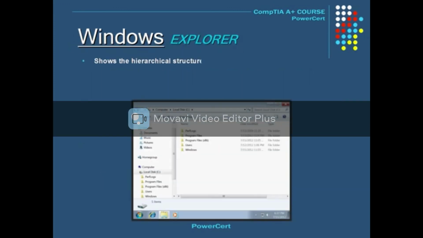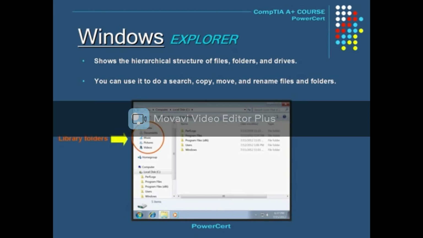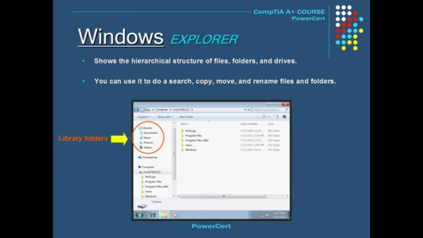Windows Explorer shows the hierarchical structure of files, folders, and drives on your computer. You can use it to search, copy, move, and rename files and folders. And using Windows 7 here as an example, you can also access the personal library folders, such as a Documents folder, which is used as the default location for your personal documents. There are also the Music, Pictures, and Video folders, which are the default locations for storing those types of files.